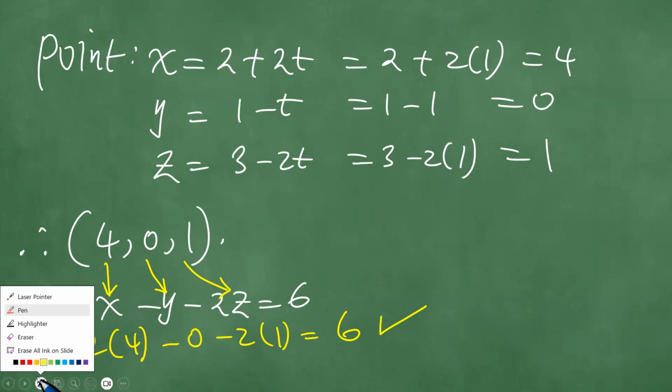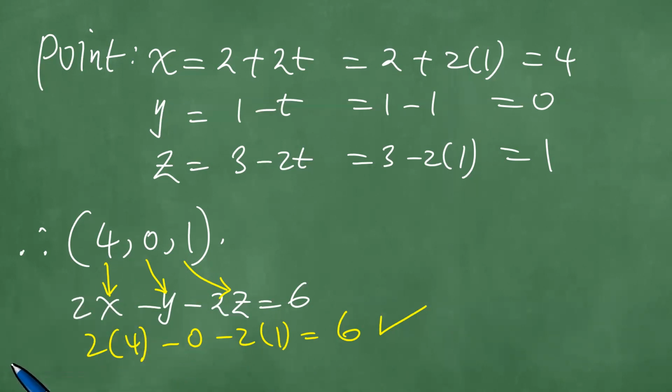Now, is this point on the line? Well, surely it is on the line. We've already seen that because it was obtained by using the parametric equations of the line. Next.